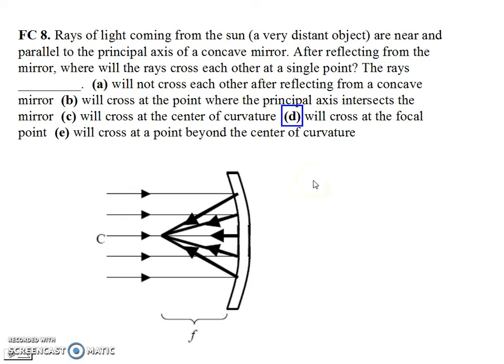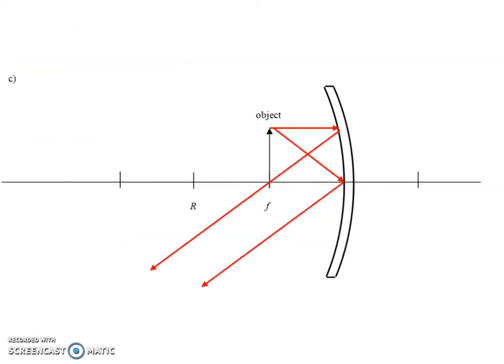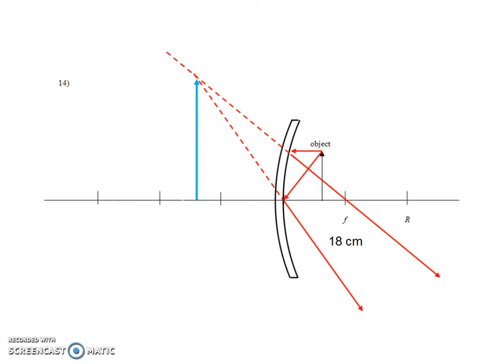So yes, we're talking about letter D here. We'll cross at the focal point. Pretty simple, nothing fancy here. All right, let's start to take a look at some of our ray diagrams. Let's start here, in number 14. Here we go.